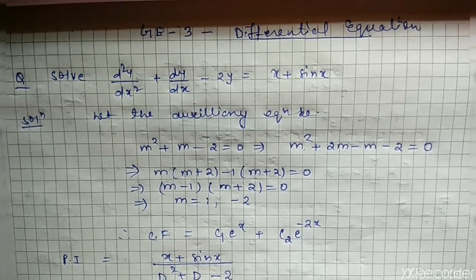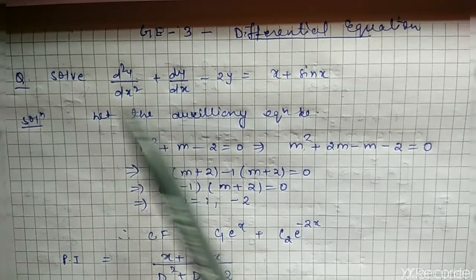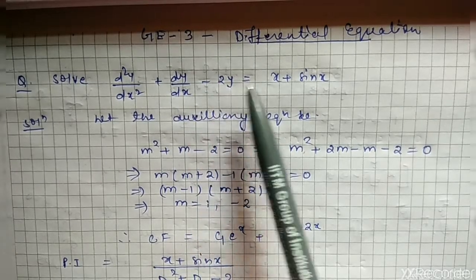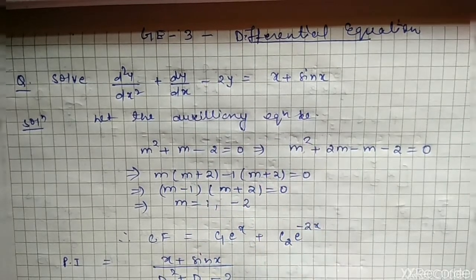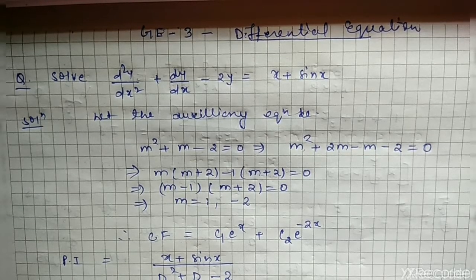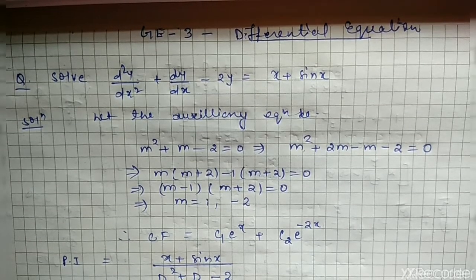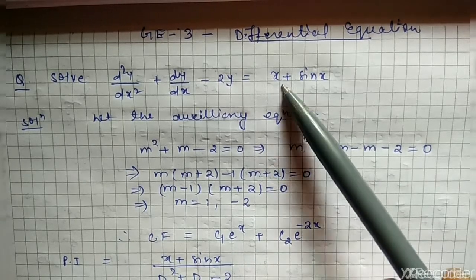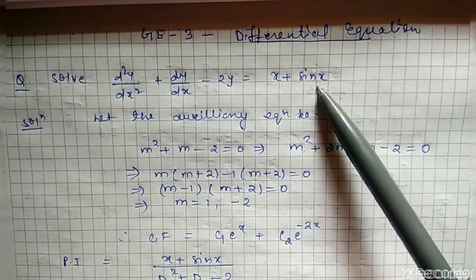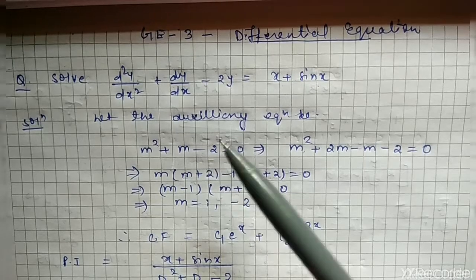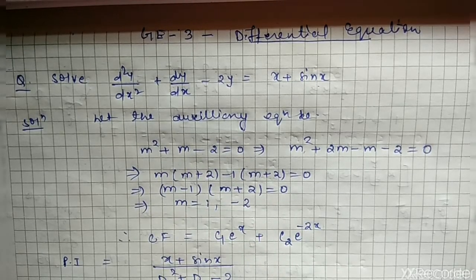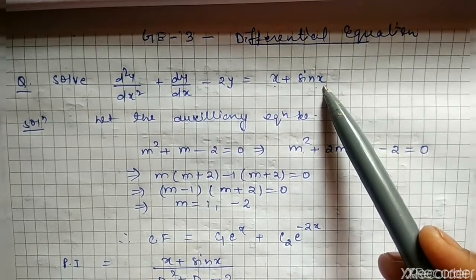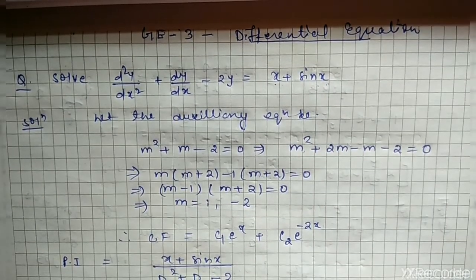So the problem today we have taken as: solve d2y by dx2 plus dy by dx minus 2y equal to x plus sin x. Earlier we have seen so many cases. In those cases we have seen this separately for the function of exponential, for the function of algebraic and for the function of trigonometric. But here in this question, we will do the question when both the terms, algebraic and trigonometric, come together. So let us see how we can solve this question.